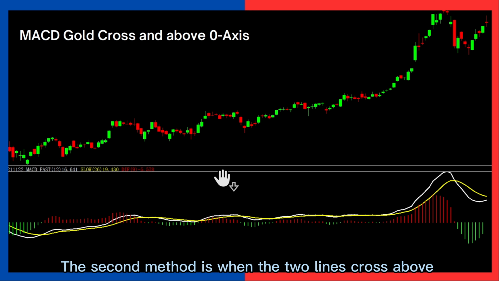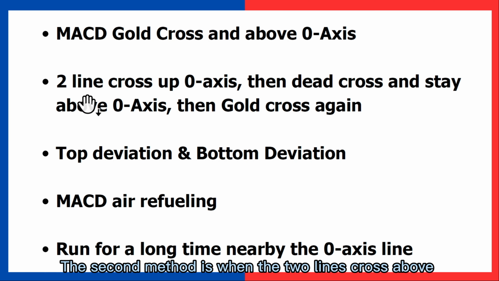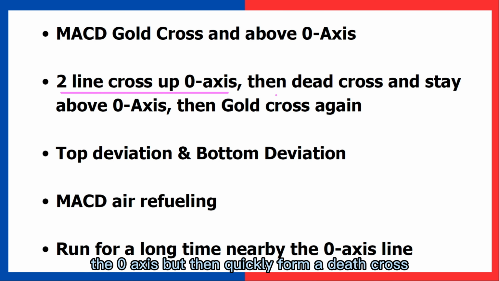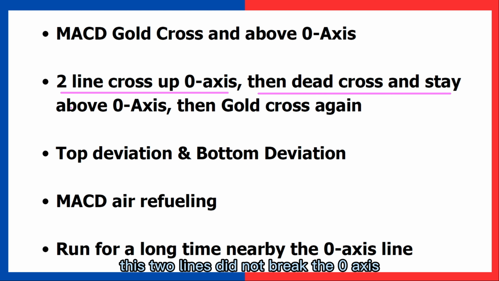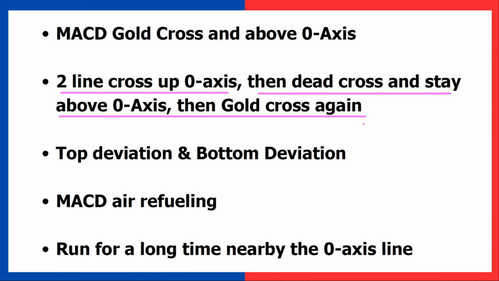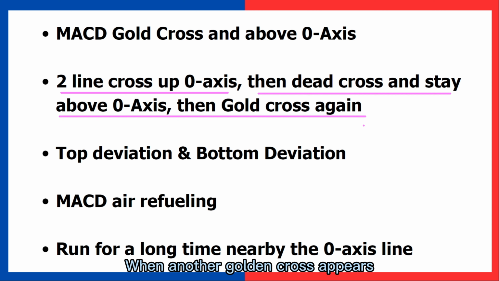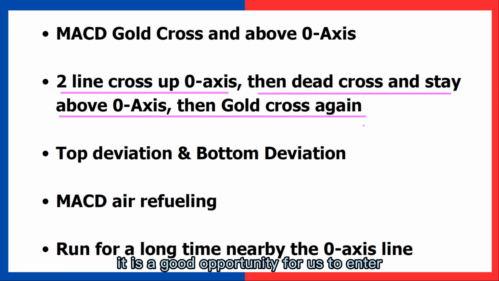The second method is when the 2 lines cross above the zero axis but then quickly form a dead cross. However, these 2 lines did not break the zero axis. When another golden cross appears, it is a good opportunity for us to enter.